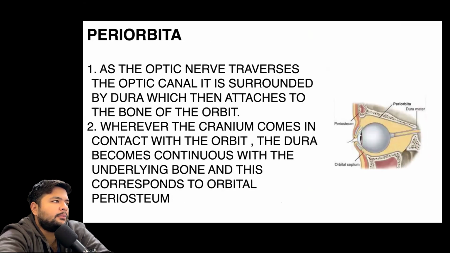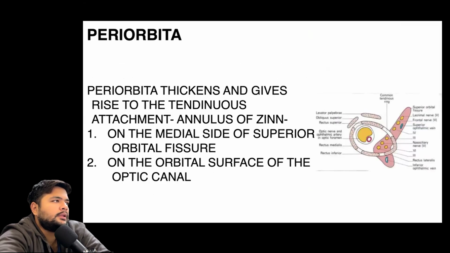Then coming to the periorbita. As the optic nerve traverses the optic canal, it is surrounded by dura, which then attaches to the bone of the orbit. Wherever the cranium comes in contact with the orbit, the dura becomes continuous with the underlying bone, and this corresponds to the orbital periosteum. Then, the periorbita thickens and gives rise to the tendinous attachments, also known as the annulus of Zinn, on the medial side of the superior orbital fissure and on the orbital surface of the optic canal.